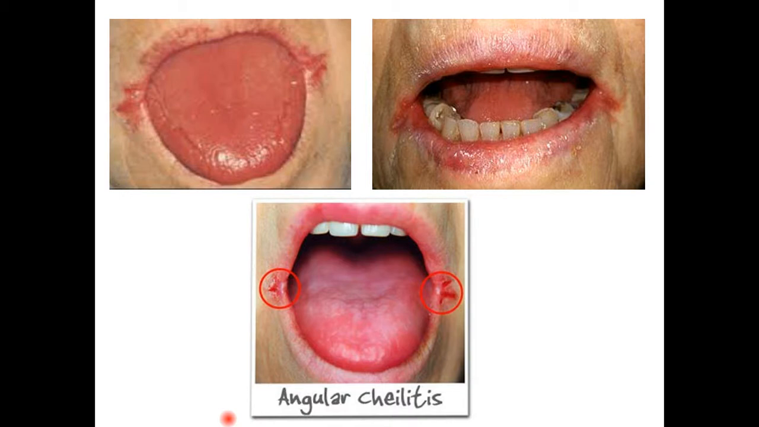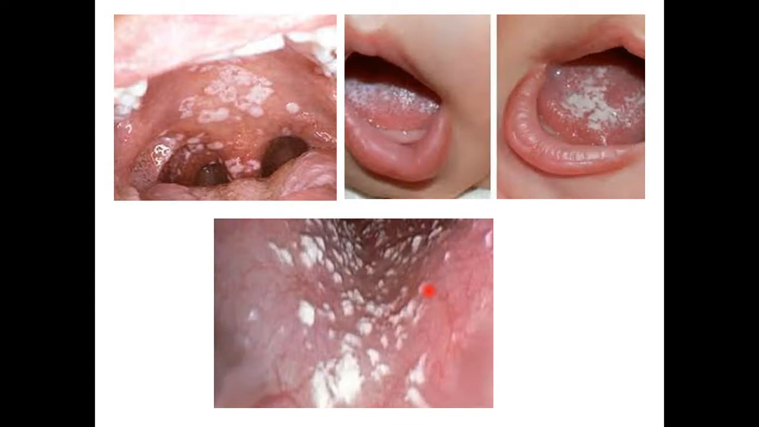This is angular stomatitis. This is the angle of the mouth. This is a red and flattened tongue in patients with severe iron deficiency anemia, also angular stomatitis. And these patients also have angular stomatitis and flattening of the tongue due to iron deficiency anemia. This patient is showing multiple oral thrush, multiple oral candida infections. We call it oral candidiasis.